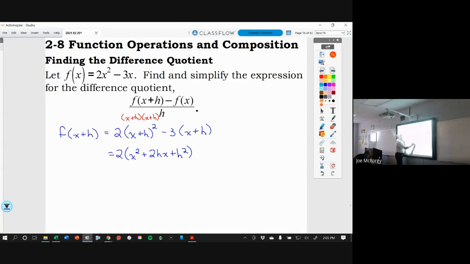I can distribute that 3, so minus 3x minus 3h. Distribute the 2: 2x squared plus 2hx plus h squared minus 3x. Wait, do you distribute that 2 to the whole thing? Only what's in parentheses.